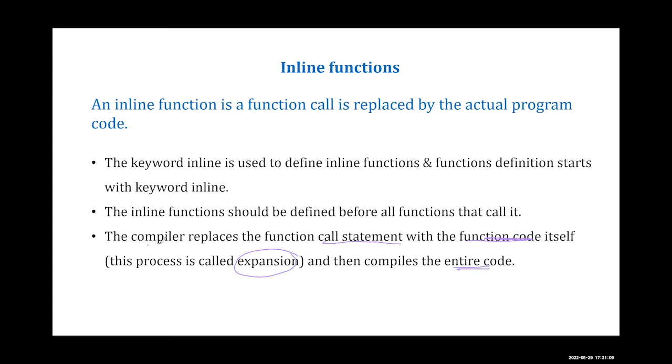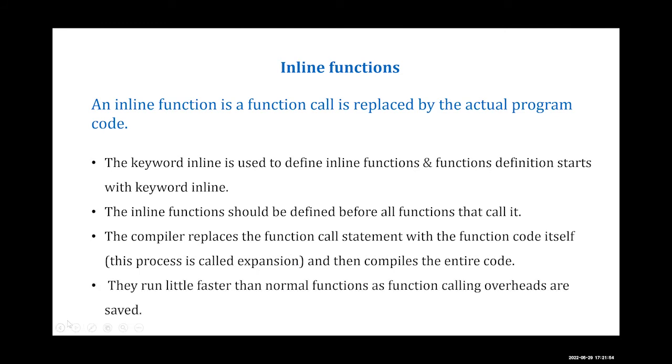So what does the compiler do here? Usually when we have a function, suppose this is my function and this is my main program here, and I am calling that particular function here, function f. So what is going to happen? The control is going to come over here and execute, and then again the control is going to come back over here. But here, instead of moving back and forth, we are copying this entire code itself over here, right? So this is called expansion, and once it copies it over here, it compiles the entire code. So that is what this point means.